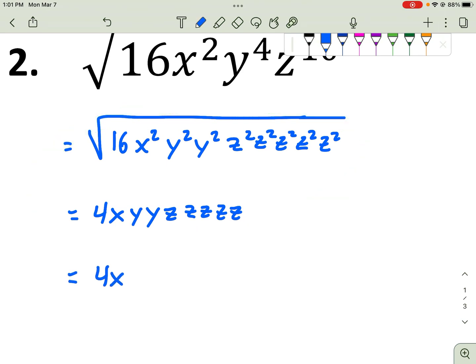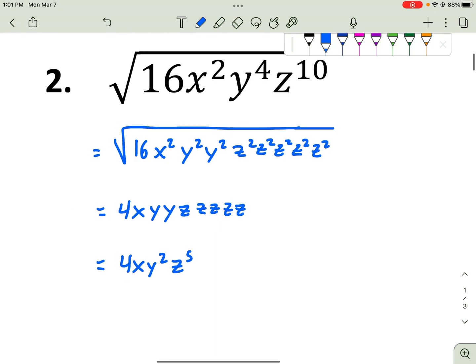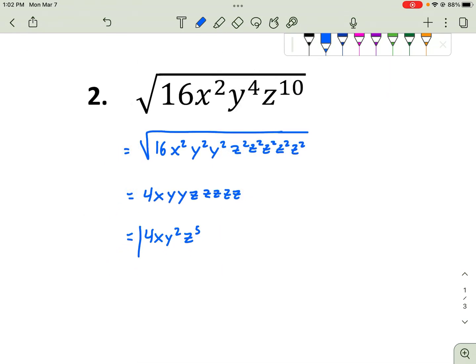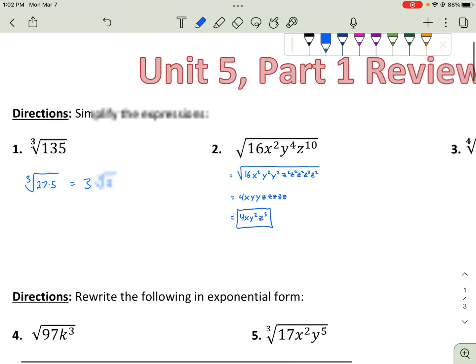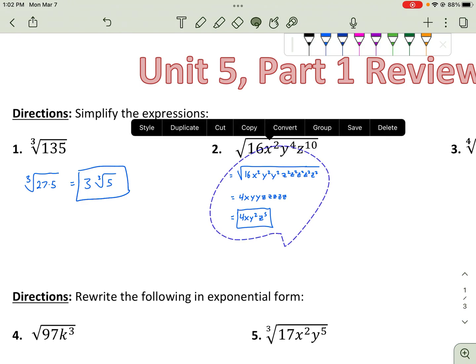But then all these things are multiplied together, so instead of y times y, I'm going to write it as y squared, and instead of z times z times z times z times z, I'm going to write it as z to the 5th. So that's how you do that one. Box in that answer. I'm going to change the color of these problems as we go.